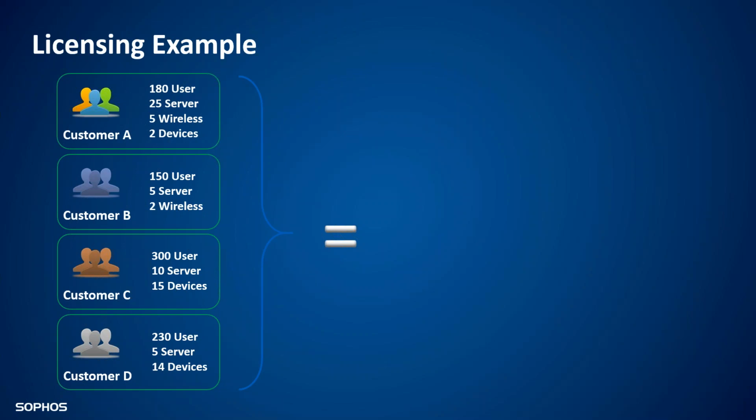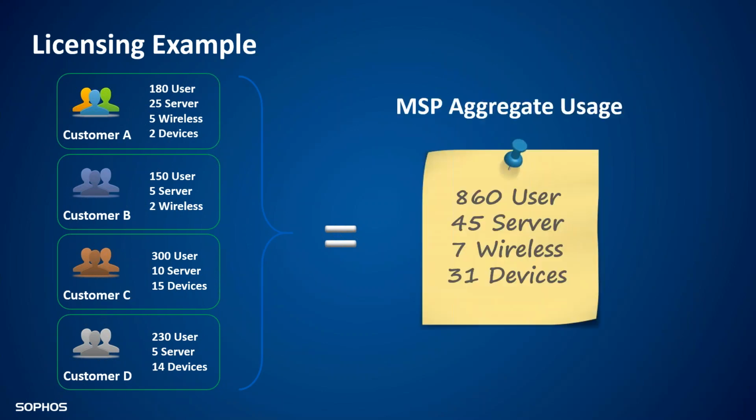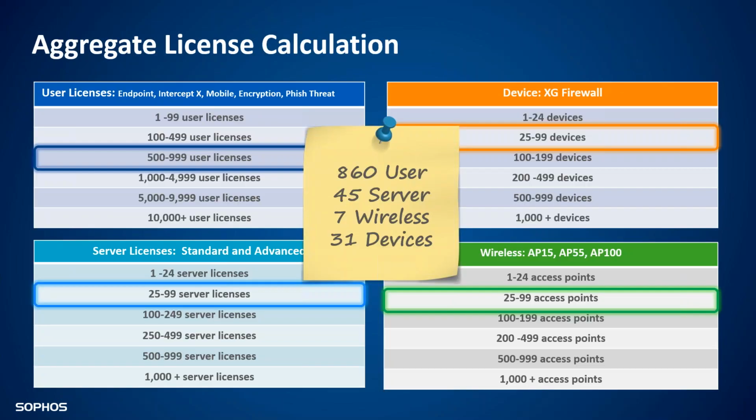Customer B has got 150 users, same concept there, right? Maybe it's 50 users using 3 different user products. Customer C 300, customer D 230. We aggregate those all up, and then we cross-reference that, and that's where you fall into the aggregation that we use for billing. Now, it's at this point that I like to also talk about what we call band jumping.